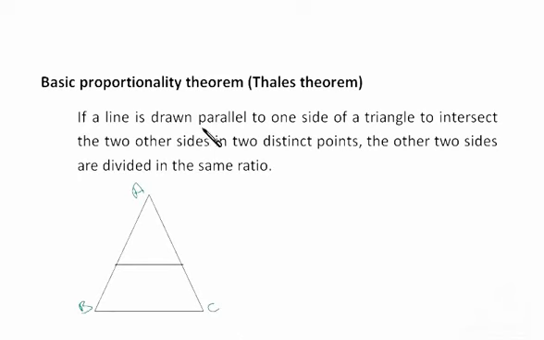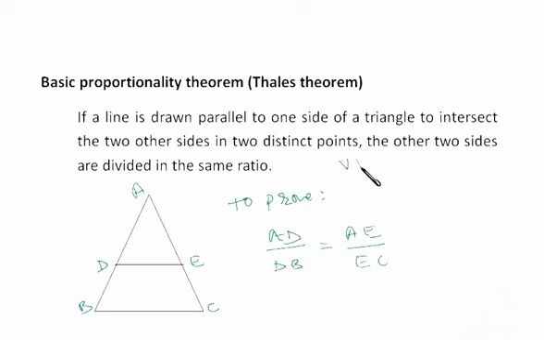Now a line is drawn parallel to one side. So I draw a line parallel to BC, that is DE. A line is drawn parallel to one side of a triangle to intersect the two other sides. It is intersecting AB at D and AC at E, the two other sides at distinct points. Then the other two sides are divided in the same ratio. That means what we have to prove? To prove AD by DB is equal to AE by EC.